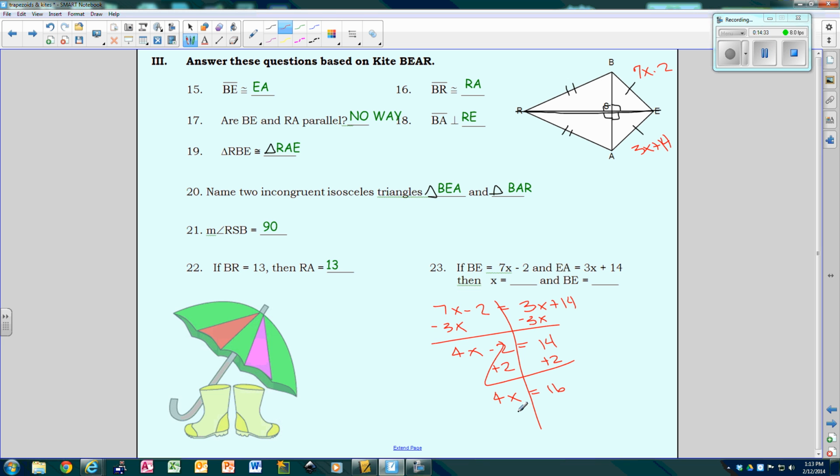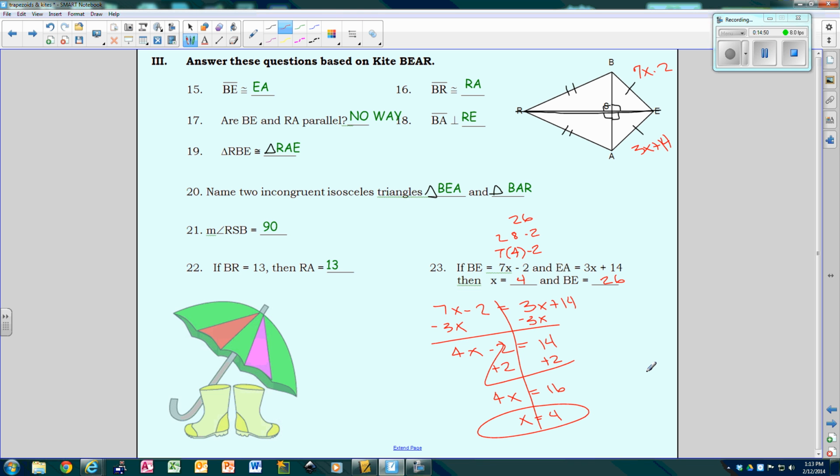Well, 4 times 4 is 16. So x is 4. Now they want to know what BE is. So 7 times 4 minus 2. That's 28 minus 2. So that's 26. So that makes BE 26 units.